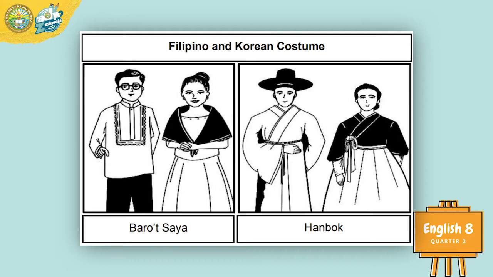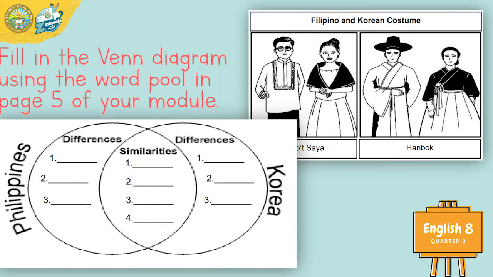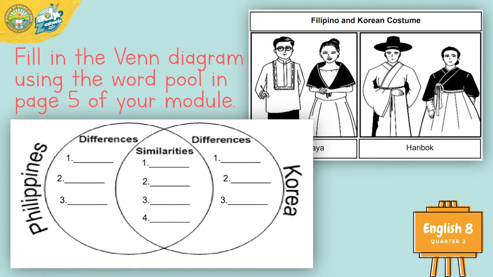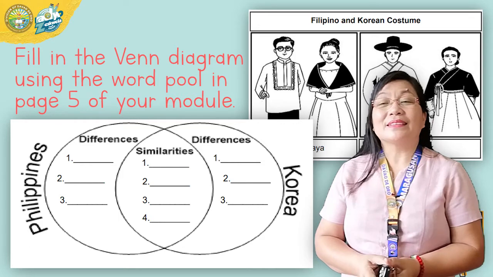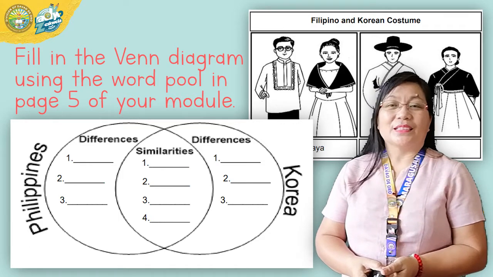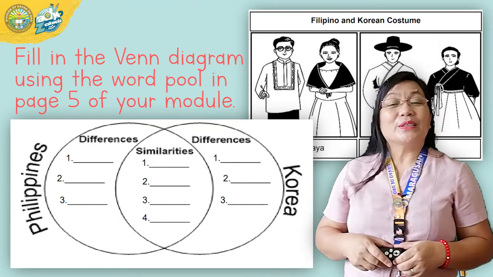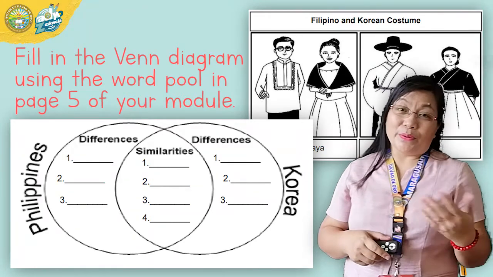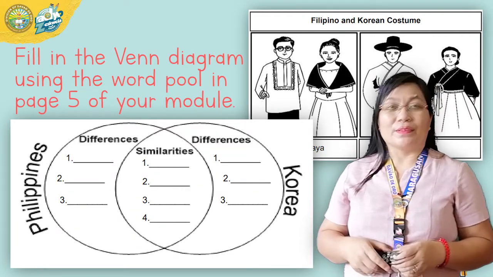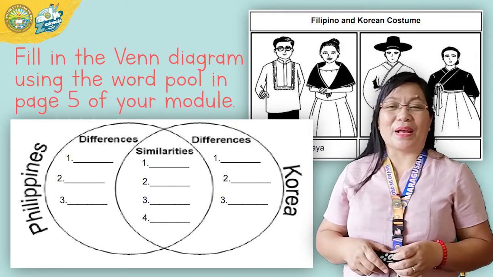Now, of course, found in your module, you can see there a Venn diagram. What similarities and differences do you see between Filipino and Korean costumes? You are going to fill in the Venn diagram using the word pool on page 5 of your module. So we have a break with that so you can work on the task. On page 5 of your module, you can refer to the picture so you'll be guided, and the word pool. Now you have to answer the Venn diagram.